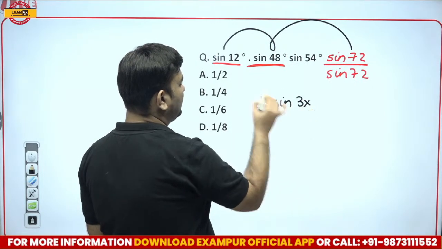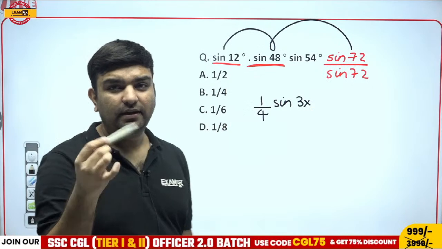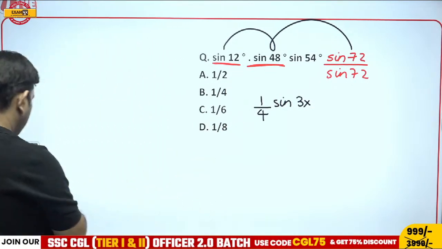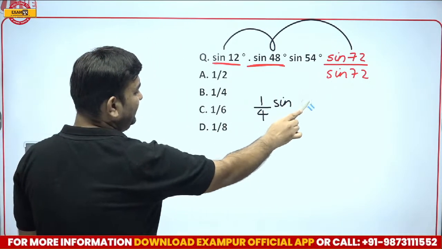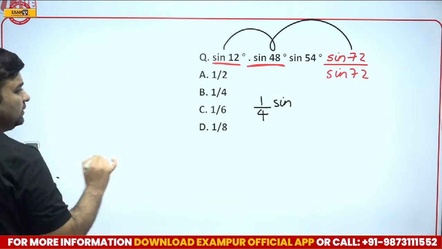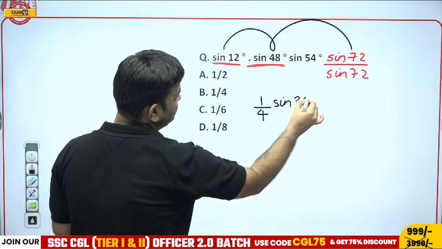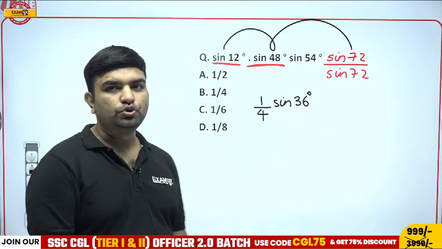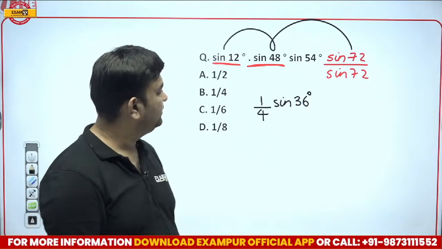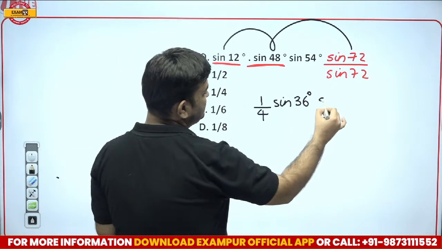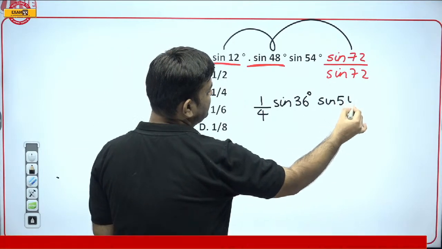Can I write directly 36? It will save a step. Otherwise, I get bored by writing the same thing again and again. 3 into 12 is 36. Sine 54 divided by sine 72.